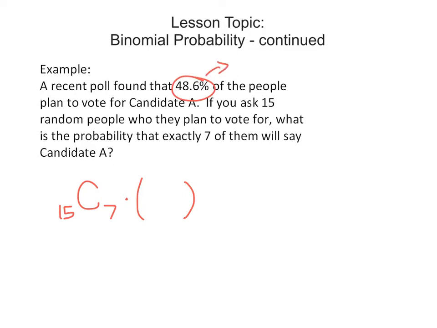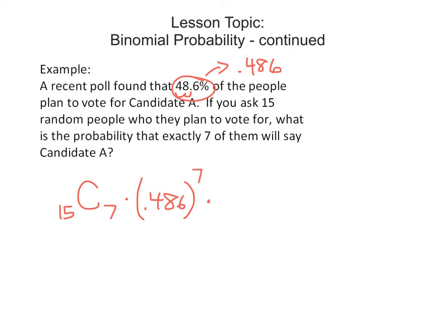The probability of a person voting for candidate A is 48.6%. Remember, that means we need to move the decimal 2 places to the left. So that's 0.486 that we're going to put in our parentheses here. And we're going to raise that probability of a person indeed voting for candidate A to the power that we want in this problem, which is 7 of the people that we asked out of 15. So this number is going to be 7.